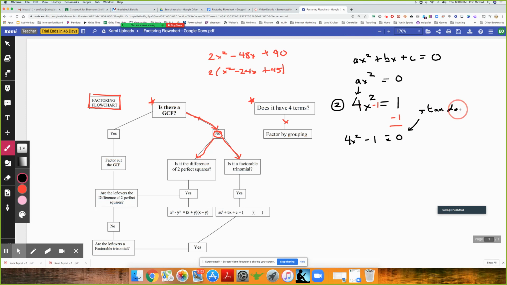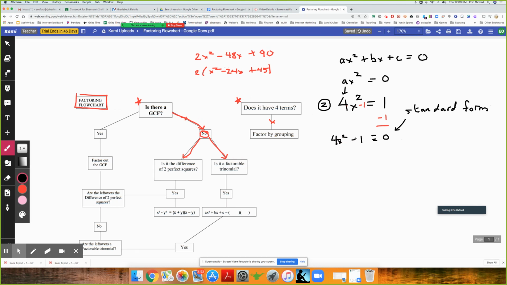Even though it only has 2 terms. And so if I were to compare the 4 and the 1, there's no GCF. So now I'm dealing with 4x squared minus 1. And so the question goes to this one next. Is it the difference of two perfect squares? So first of all, there's a minus sign, so that is a difference. When you're finding the difference of two numbers.